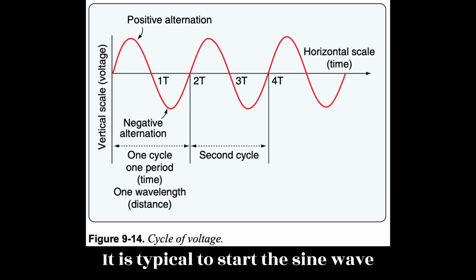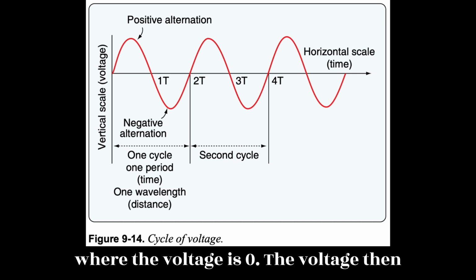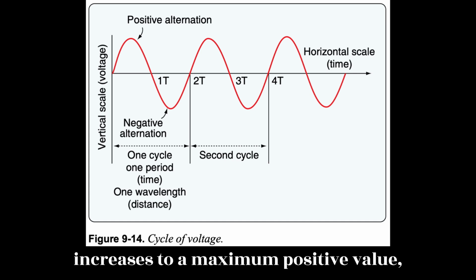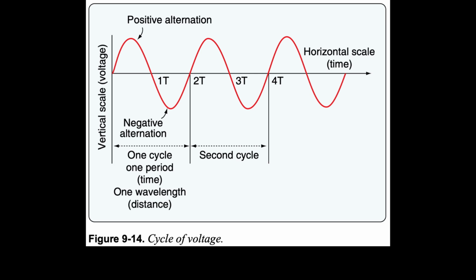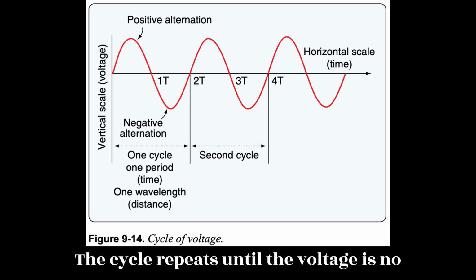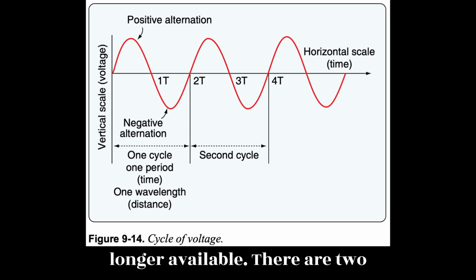It is typical to start the sine wave where the voltage is 0. The voltage then increases to a maximum positive value, decreases to a value of 0, then increases to a maximum negative value, and again decreases to 0. The cycle repeats until the voltage is no longer available.